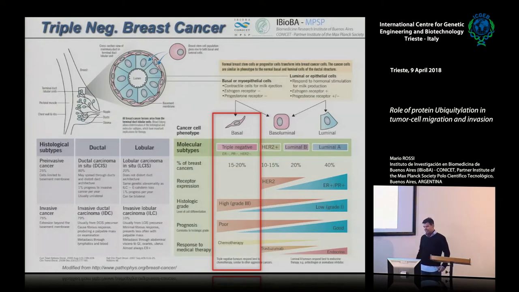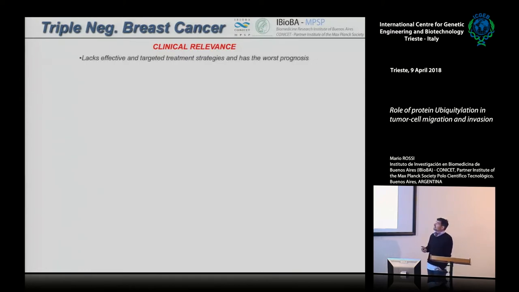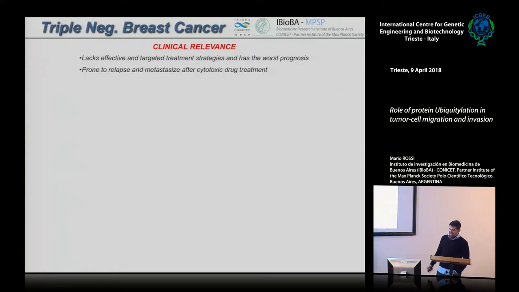When we decided to focus on this cancer, we did it following criteria that we decided would make sense because of clinical relevance, as it lacks effective targeted treatments. It has a very bad prognosis. When you treat the cancer, it tends to respond, but then it metastasizes and is a very aggressive cancer. And although it's a small percentage of all breast cancer, about 15%, breast cancer being a large number of the total number of cancers, a small number of a big number is still a big number. So it has implications for clinical relevance.